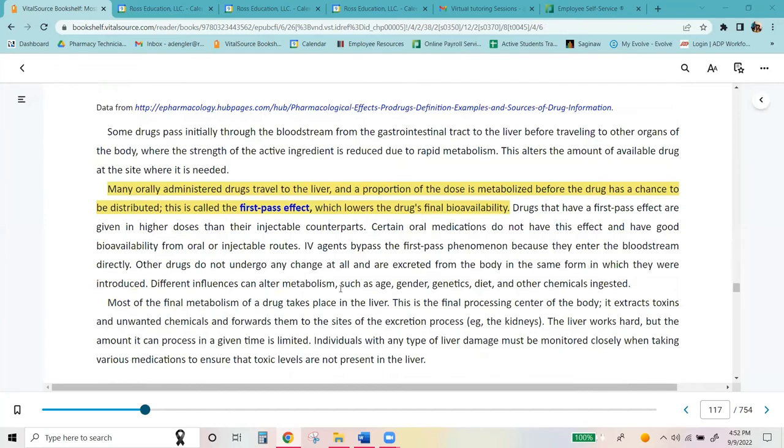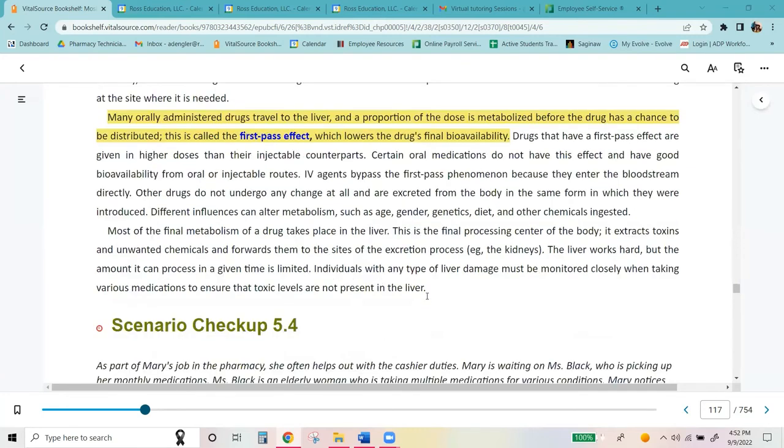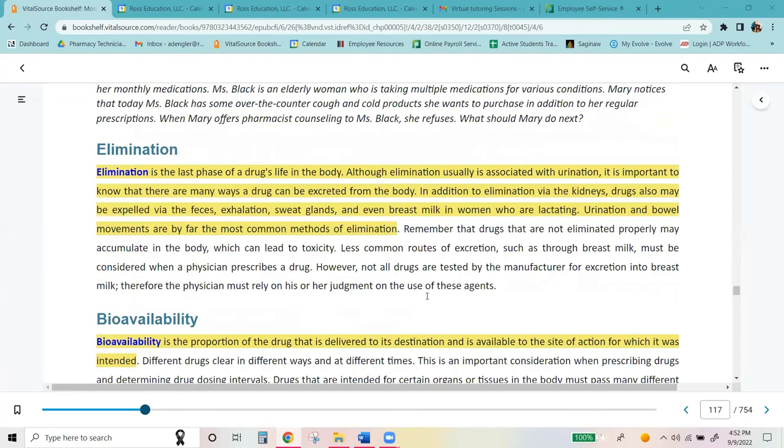Many orally administered drugs travel to the liver, and a portion of the drug is metabolized before the drug has a chance to be distributed. This is called the first pass effect, which lowers the drug's final bioavailability.